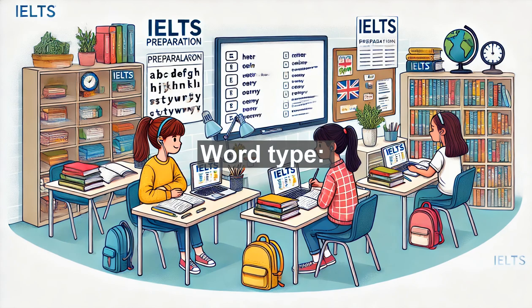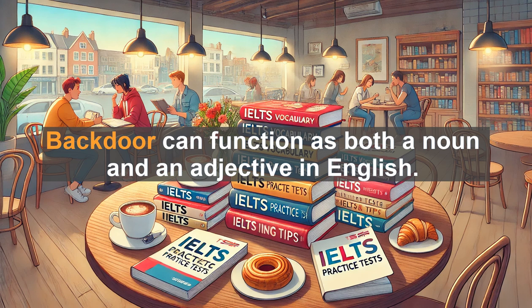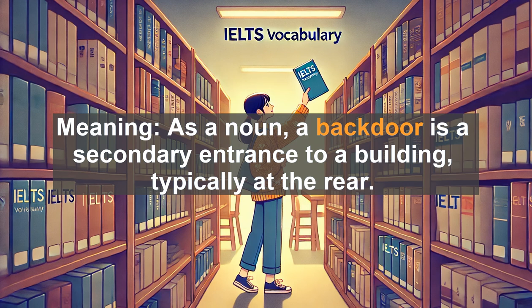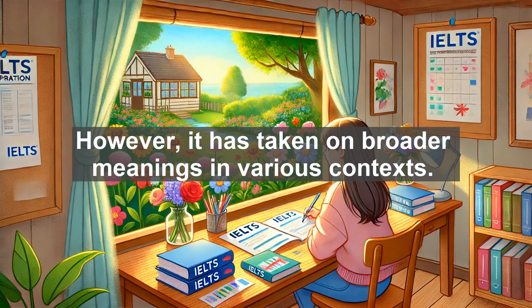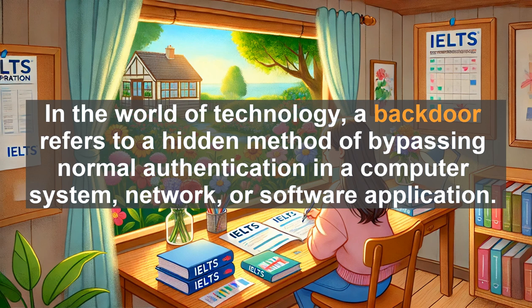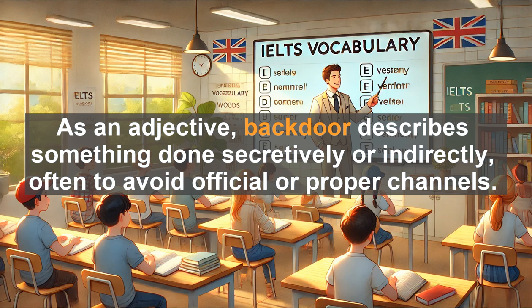Word type. Backdoor can function as both a noun and an adjective in English. Meaning. As a noun, a backdoor is a secondary entrance to a building, typically at the rear. However, it has taken on broader meanings in various contexts. In the world of technology, a backdoor refers to a hidden method of bypassing normal authentication in a computer system, network, or software application. As an adjective, backdoor describes something done secretively or indirectly, often to avoid official or proper channels.